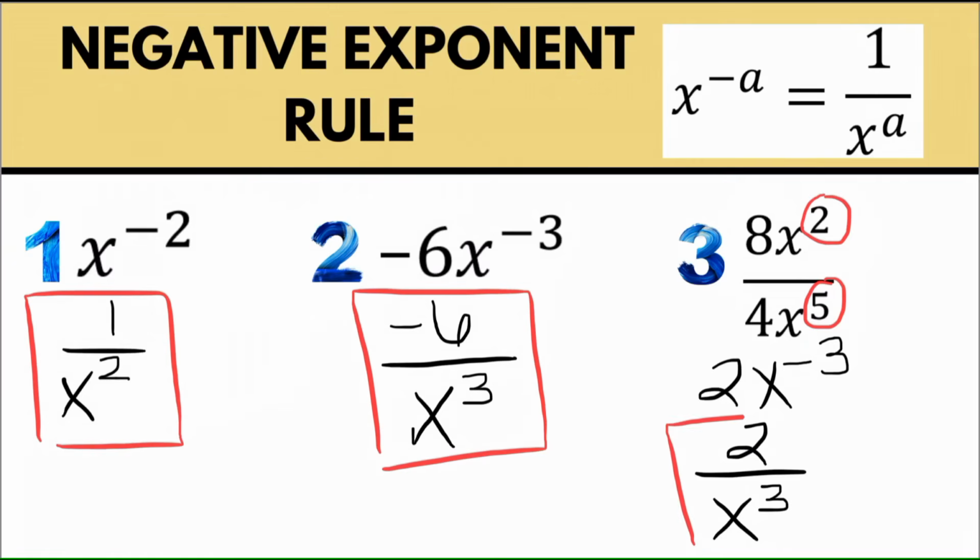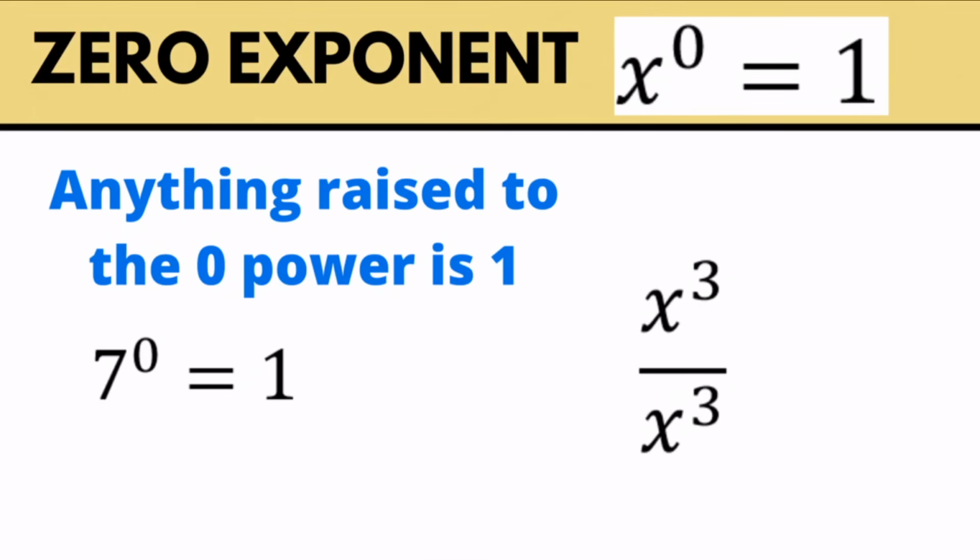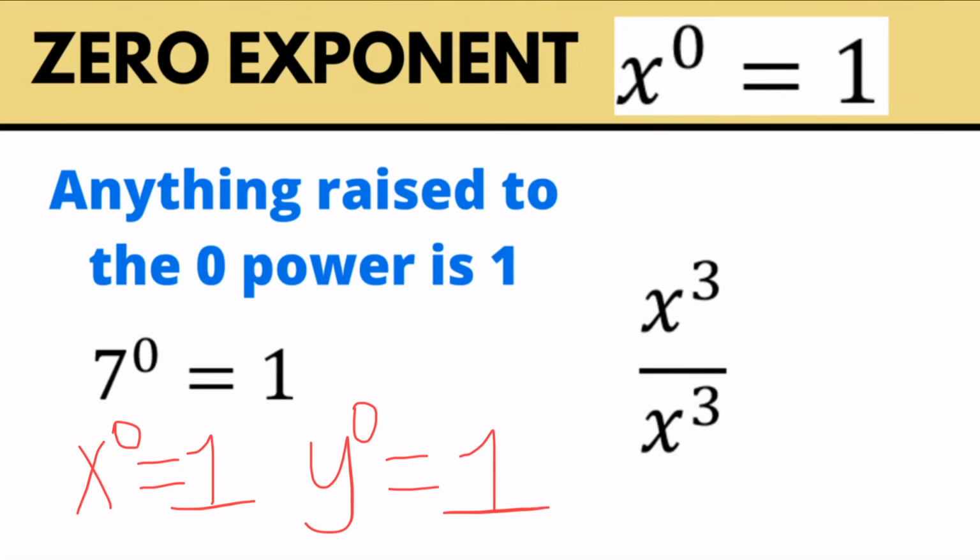And that is it. The zero exponent rule says that if you take anything and you raise it to the 0 power, it is equal to 1. So x to the 0 power is equal to 1. This is one that's a little bit easier to remember. For example, 7 to the 0 power is 1. Any variable raised to the 0 power is also 1. So if I take x, raise it to the 0, that's 1. Y to the 0, that's also 1. Z to the 0 is 1. Anything raised to the 0 power is 1. That could come in all forms.